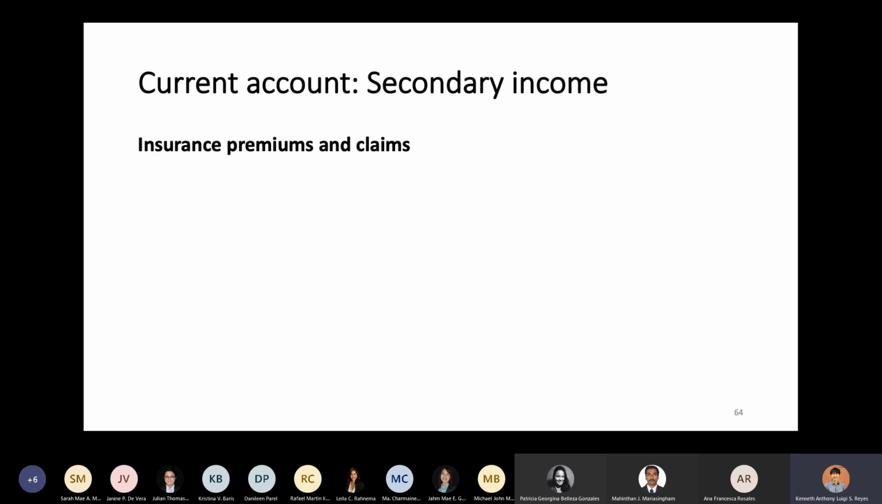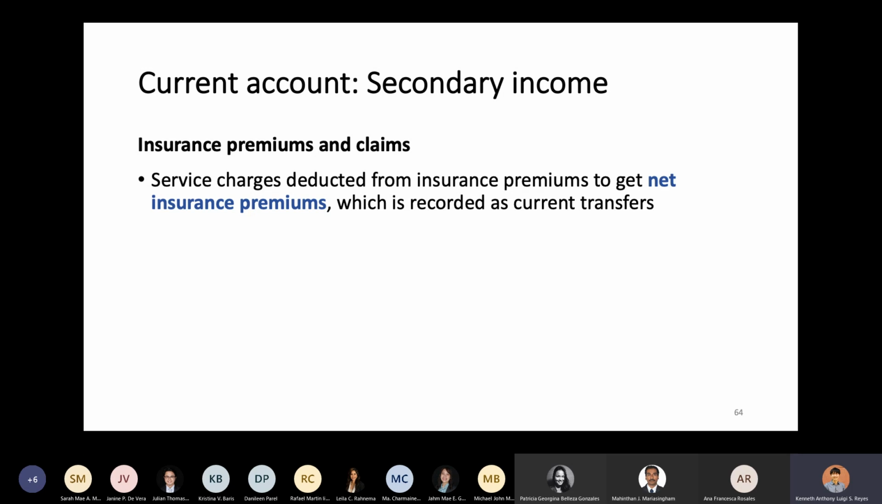Okay, insurance premiums and claims. Again, the service charge will be deducted from this and counted under services, purchases of services, so that you get net insurance premiums. A similar concept would be sovereign guarantees. If you have a debt and the government or a body guarantees that debt so as to make it cheaper, that part will be counted under insurance and it will be treated in the same way.